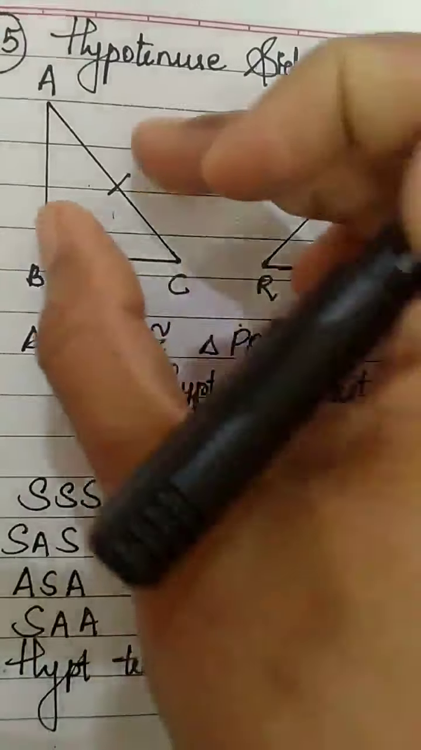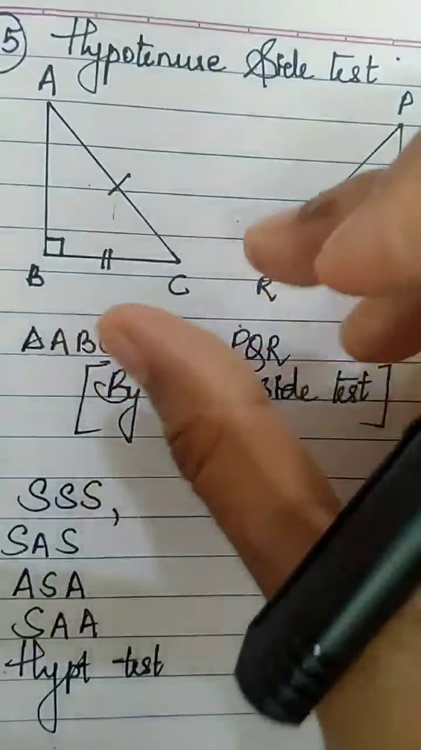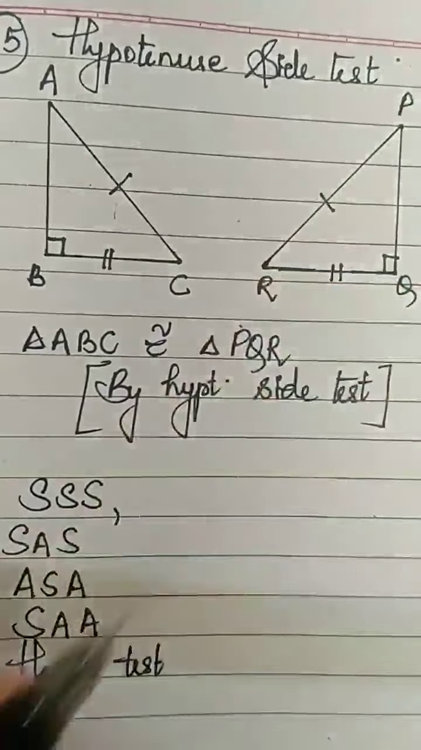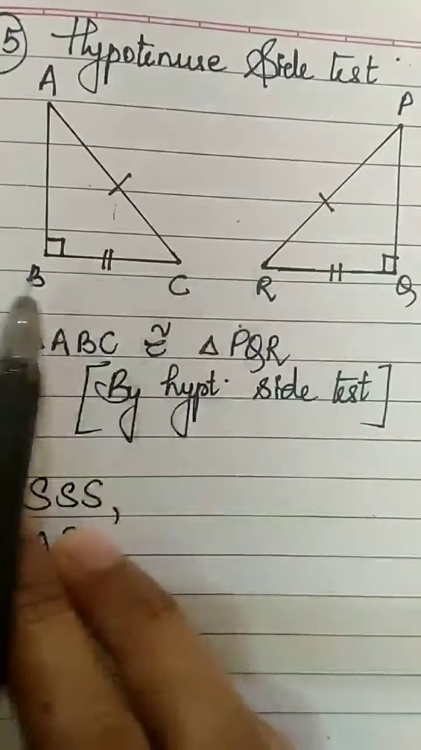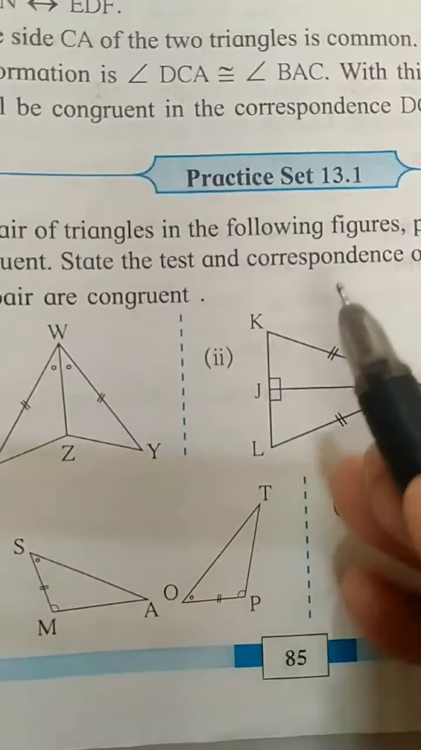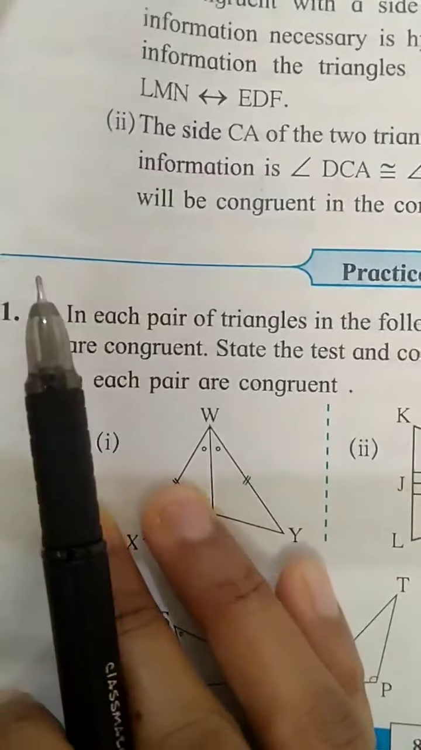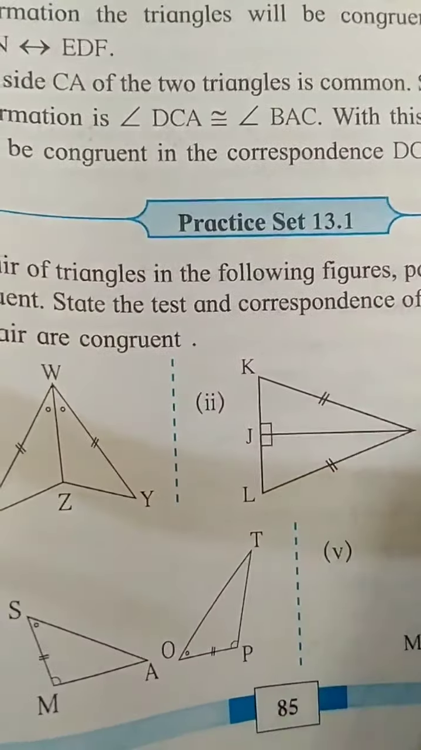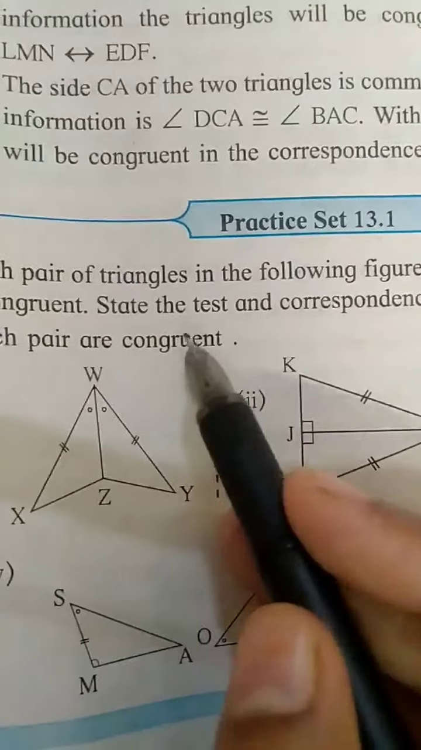Now just imagine if I take the cutout of this triangle, easily I can put it on this. Both the triangles will coincide with each other because they are congruent. Let's start with practice 13.1. The question given is, in each pair of the triangles in the following figures, parts bearing identical marks are congruent.